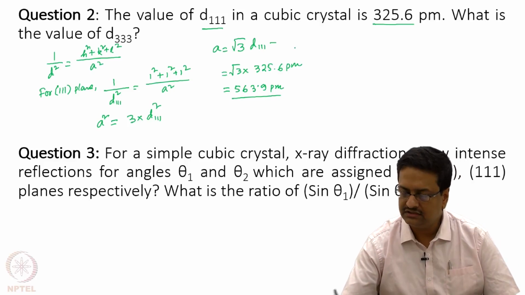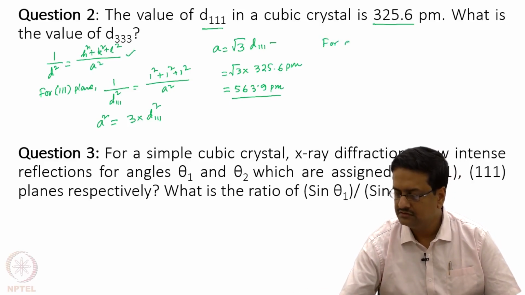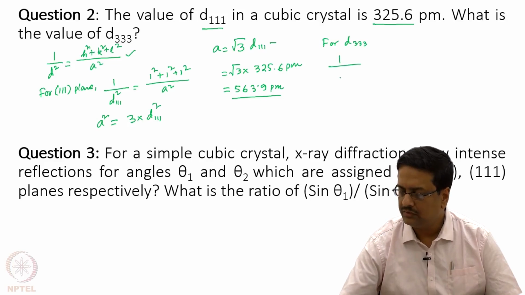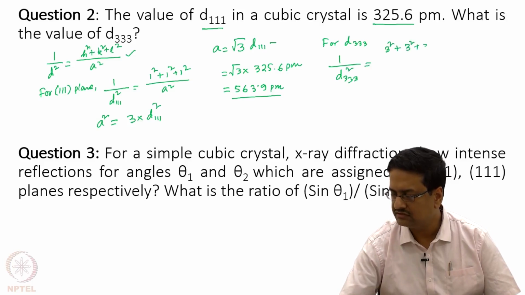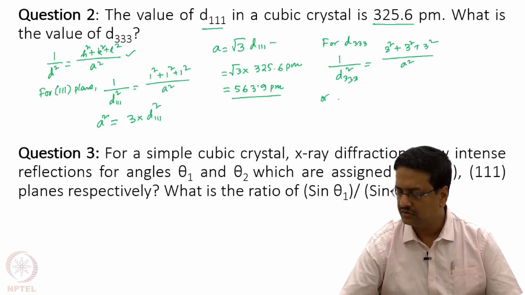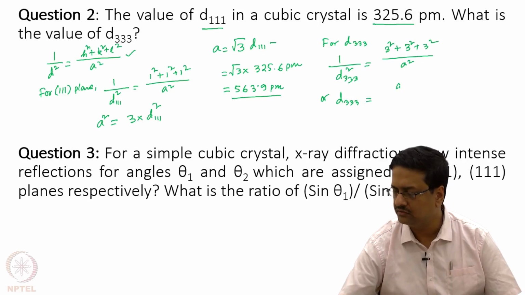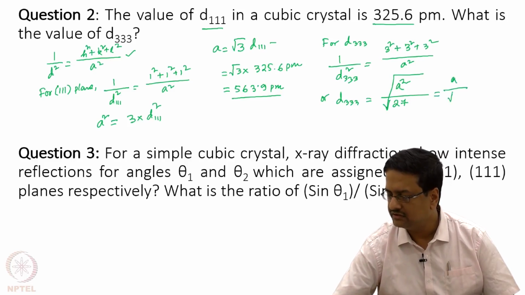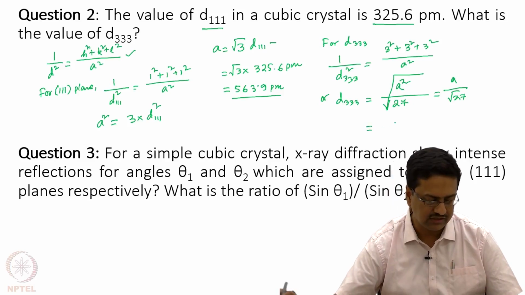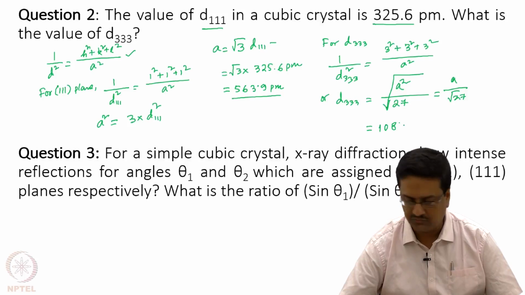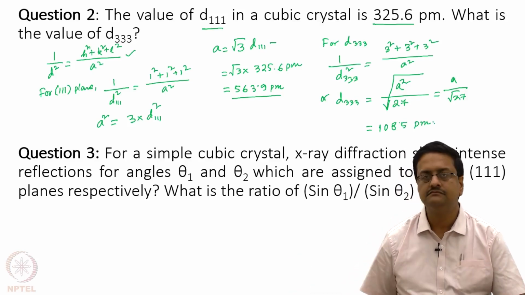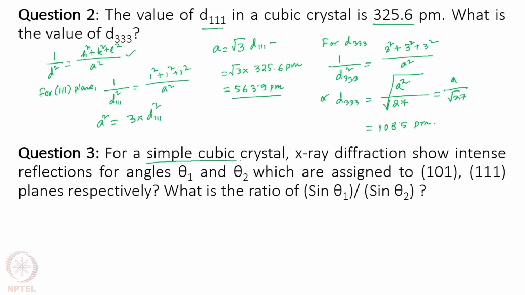So now we write the same equation for d333. 1 by d333 square is equal to 3 square plus 3 square plus 3 square by a square, or d333 is equal to the square root of a square by 27, which means it is a by root 27, which is nothing but 108.5 picometer.